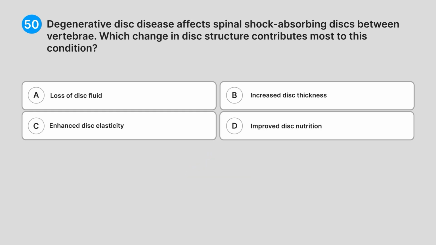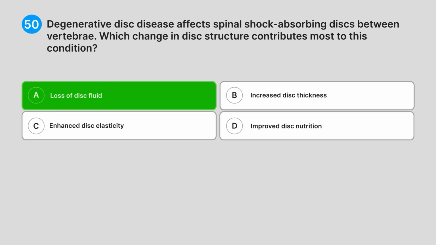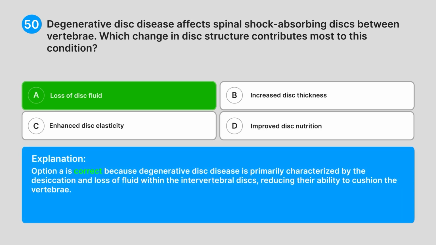Correct answer, A. Loss of disc fluid. Explanation. Option A is correct because degenerative disc disease is primarily characterized by the desiccation and loss of fluid within the intervertebral discs, reducing their ability to cushion the vertebrae.